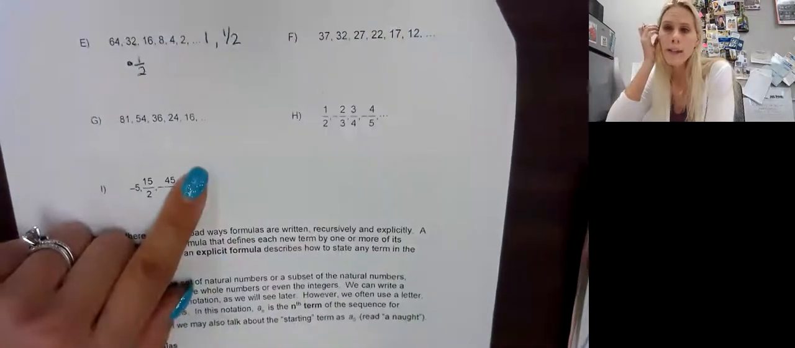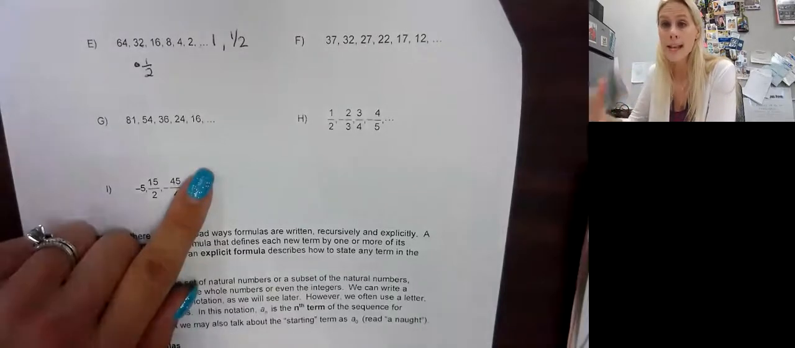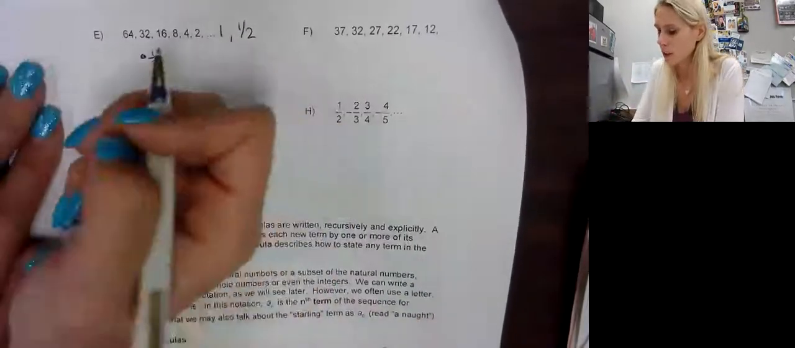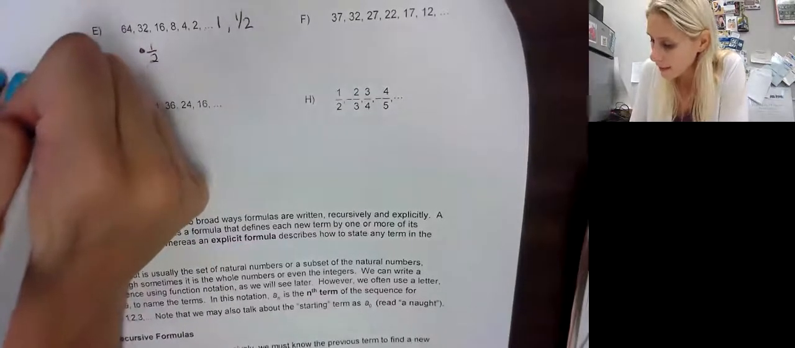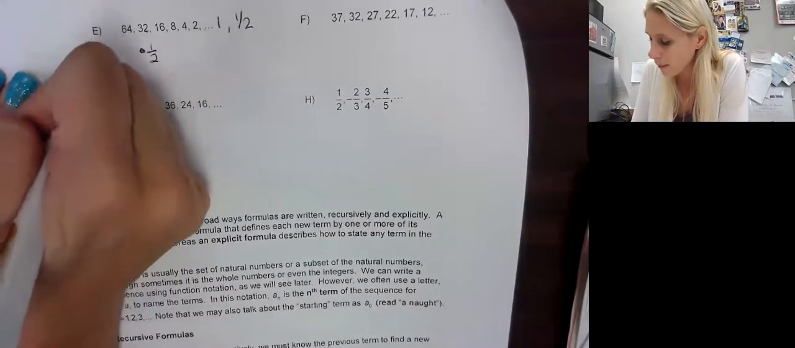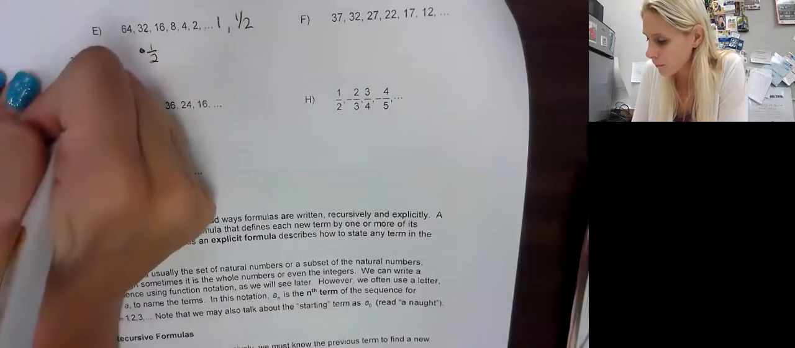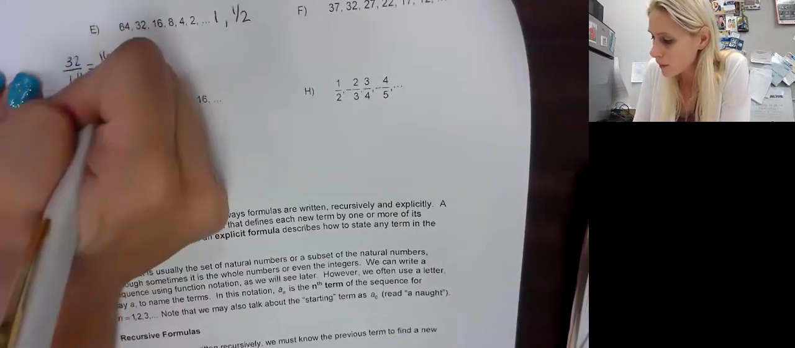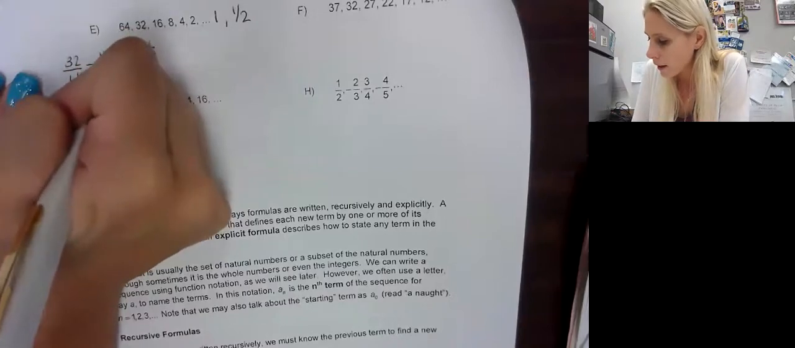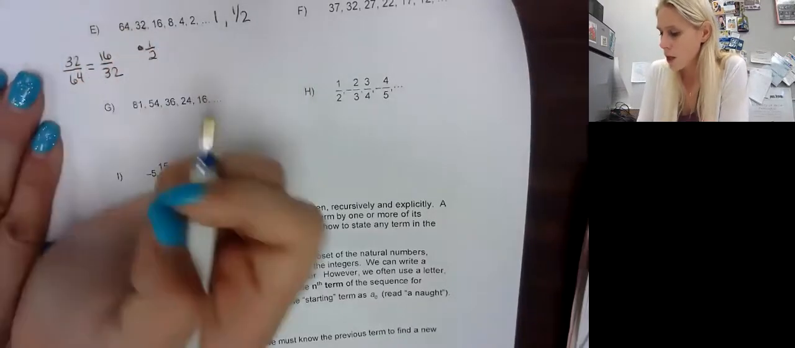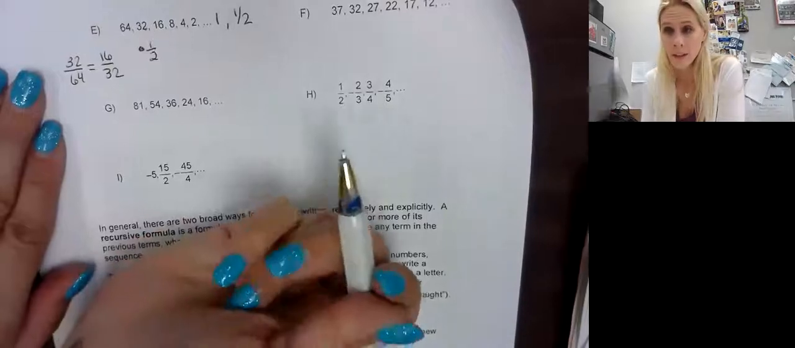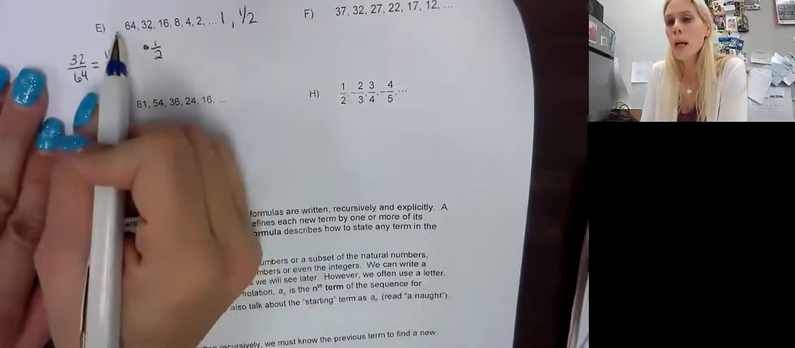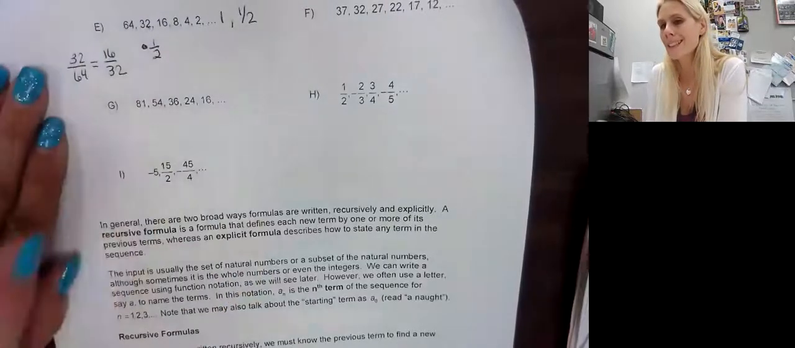Now, one of the ways that we could have tested multiplication is to test that division, saying the second term divided by the first term. Does that equal the third term divided by the second term? And it does, it's half. So it's one term divided by the one before it when testing for multiplication.